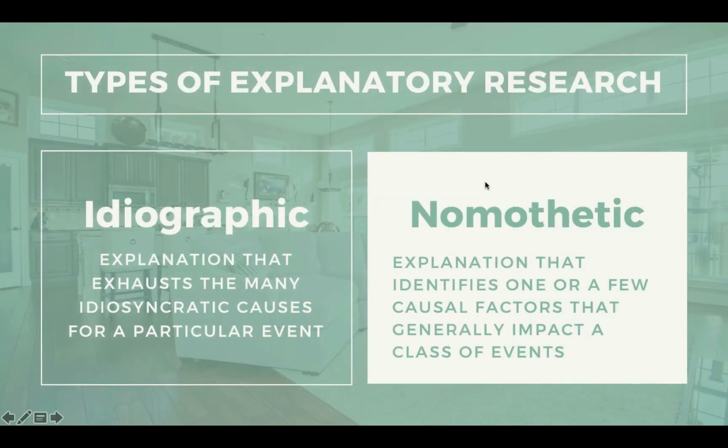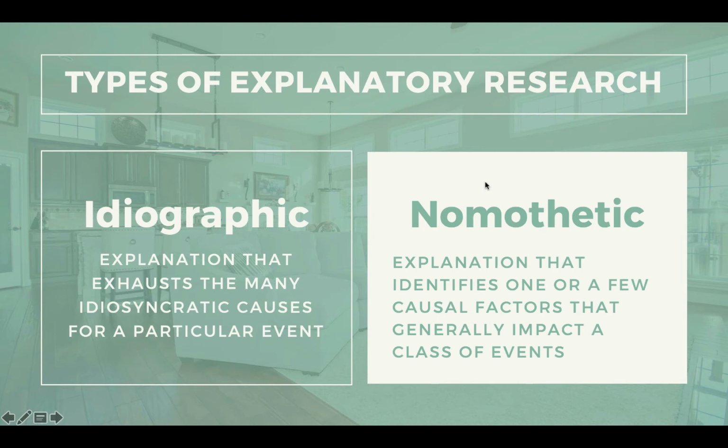Brief note on types of explanatory research. We have two types, idiographic and nomothetic. Idiographic constitutes those research projects that examine all the various causes for a particular event. Let's say you're trying to explain the likelihood of getting the flu. Idiographic explanatory research says, what are all the possible X's, predictors, independent variables that could lead to Y? It could be riding public transportation. It could be interacting with people who are sick. So you're listing all the possible predictors for an outcome, the likelihood of getting the flu.